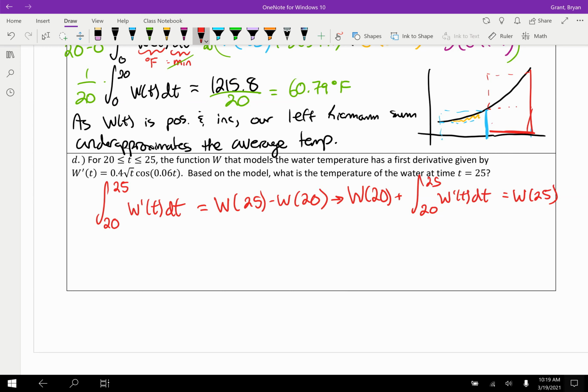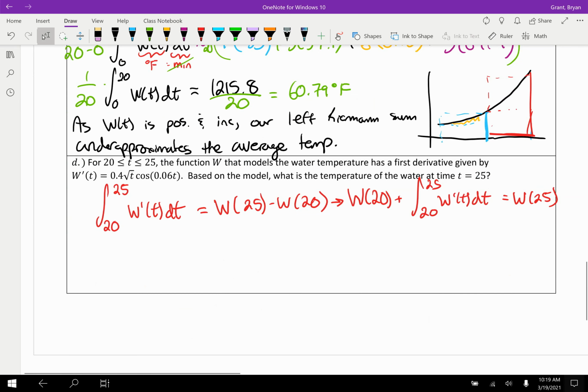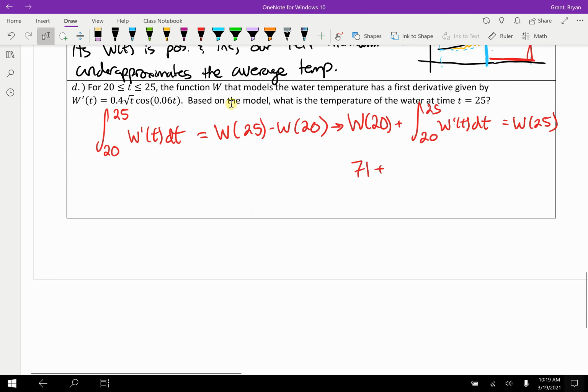W of 20, though, you might say, oh, how do I find W of 20? We don't have the equation for W. Oh, it's up here. W of 20 is 71. They gave that to us. Sneaky, sneaky. How do we find this? Well, that's all about our calculator. So calculator-wise, we need to put all this in.